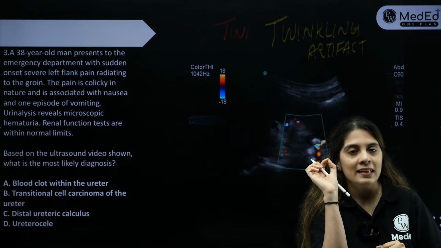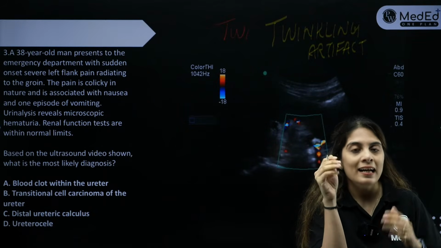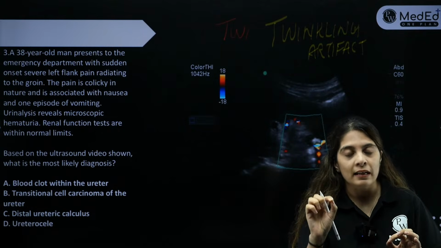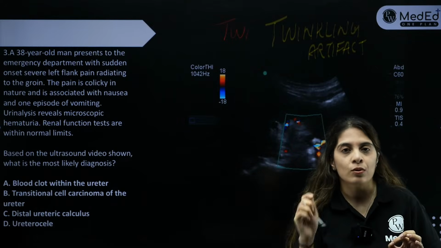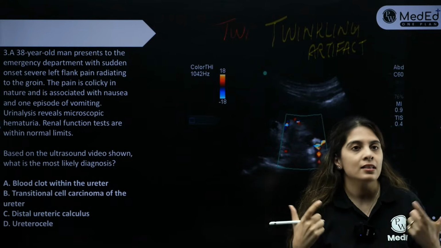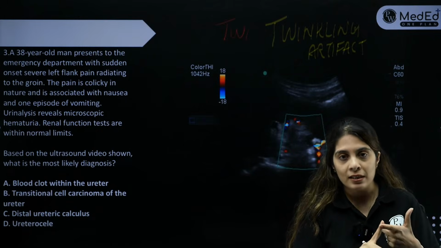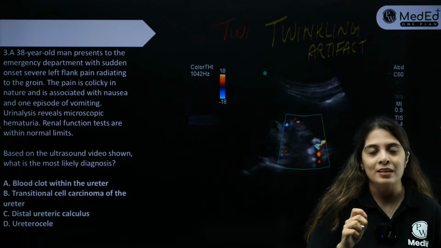But sometimes when the calculi are very small, you will not see posterior acoustic shadowing, and rather you will see this twinkling artifact. So I would say that twinkling artifact is much more sensitive than posterior acoustic shadowing for small calculi. Okay, so that is the importance of this twinkling artifact. With this MCQ, we have covered an important artifact of ultrasound, and we now know how to detect a calculus.